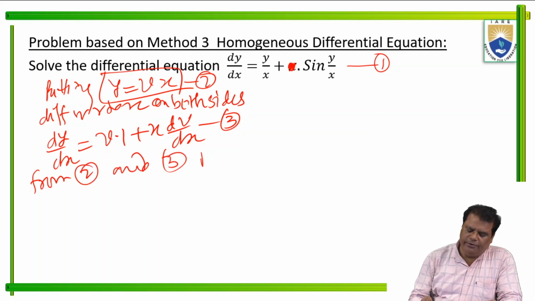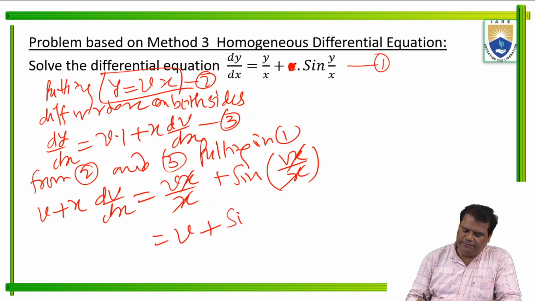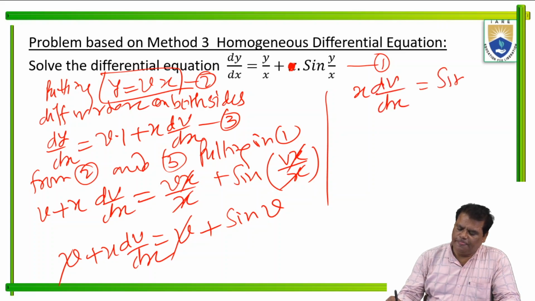So dy/dx means v plus x dv/dx is equal to, with y equal to vx, vx upon x plus sine of vx upon x. The x cancels out here, giving v plus sine v. Here it is v plus x dv/dx. So v is cancelled, and we get x dv/dx equal to sine v.